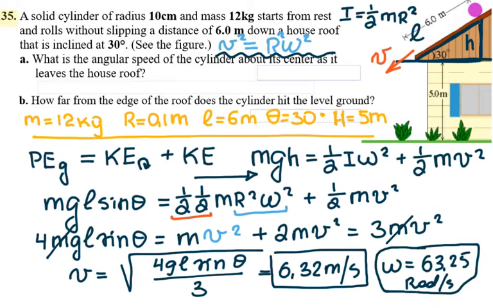So I found angular velocity, which is 63.25 radians per second, and linear velocity, the one that you see on the graph, is 6.32 meters per second. So I have this linear velocity. I'm going to erase some work a bit so I have more space to solve the rest of the question.